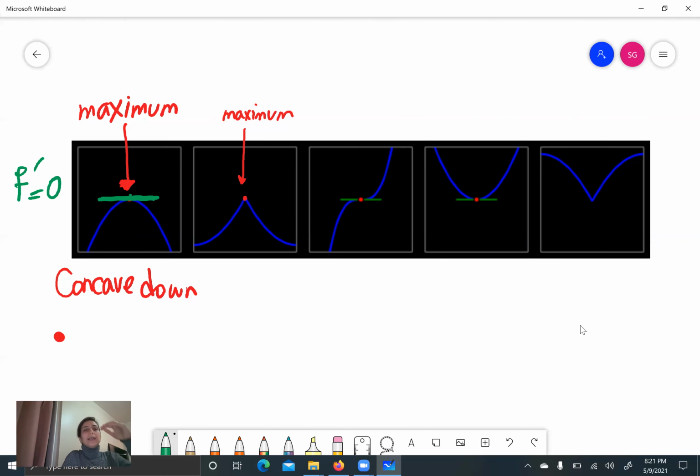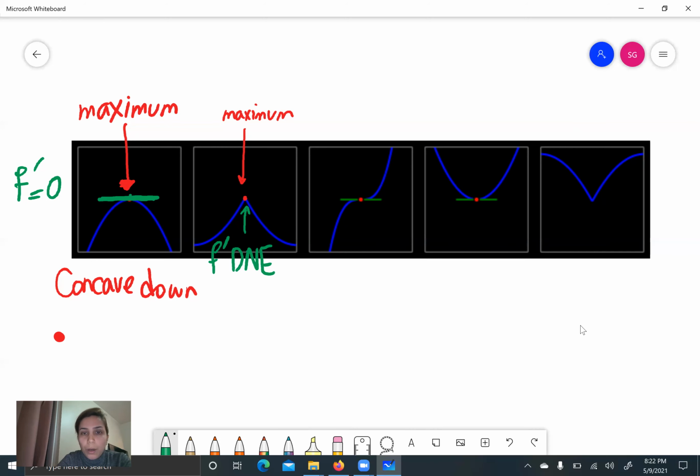So in the first picture, the graph is concave down. The graph has a maximum. And because of the shape of the graph, the tangent line is flat. So it has a slope of 0, which means that the first derivative at that point is 0. But we don't have the same situation in the second graph because we cannot draw the tangent line. You see that? Although there is a maximum, the derivative doesn't exist. So I may say f prime does not exist because we cannot draw the tangent line.